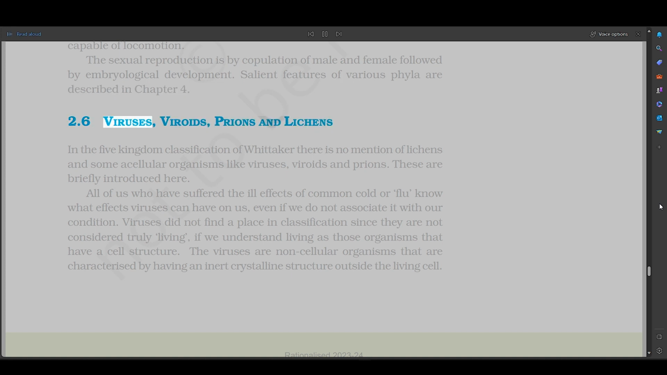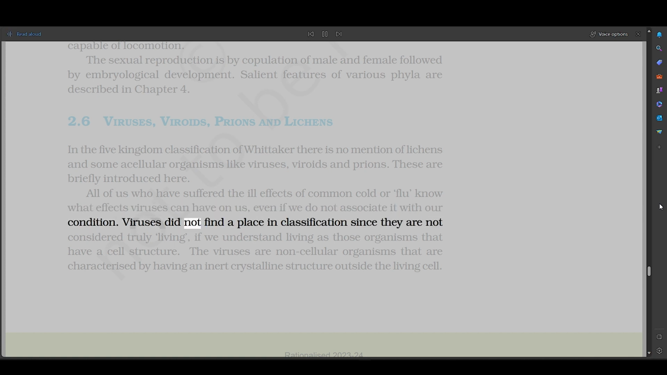2.6 Viruses, Viroids, Prions, and Lichens. In the five kingdom classification of Whittaker, there is no mention of lichens and some acellular organisms like viruses, viroids, and prions. These are briefly introduced here. All of us who have suffered the ill effects of common cold or flu know what effects viruses can have on us, even if we do not associate it with our condition.